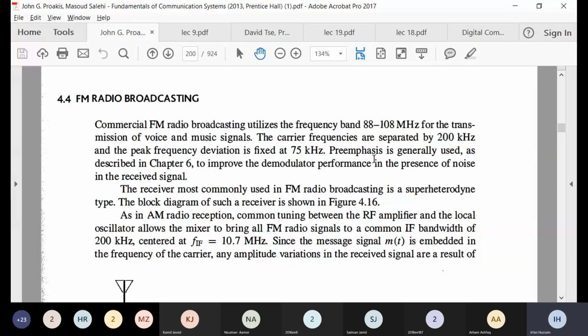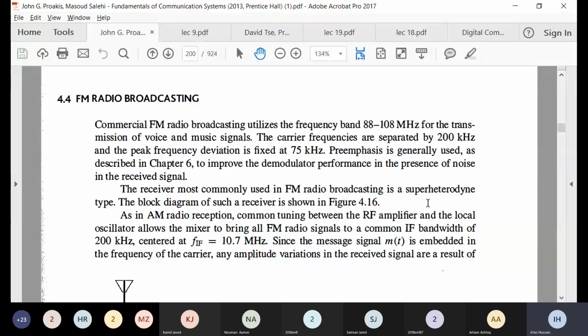So what happens? We have FM signals of this bandwidth, within this carrier range, with this peak frequency deviation, and they are pre-emphasized. Now they are sent. Now at the receiver, we again have the same superheterodyne receiver. So this is a superheterodyne receiver.